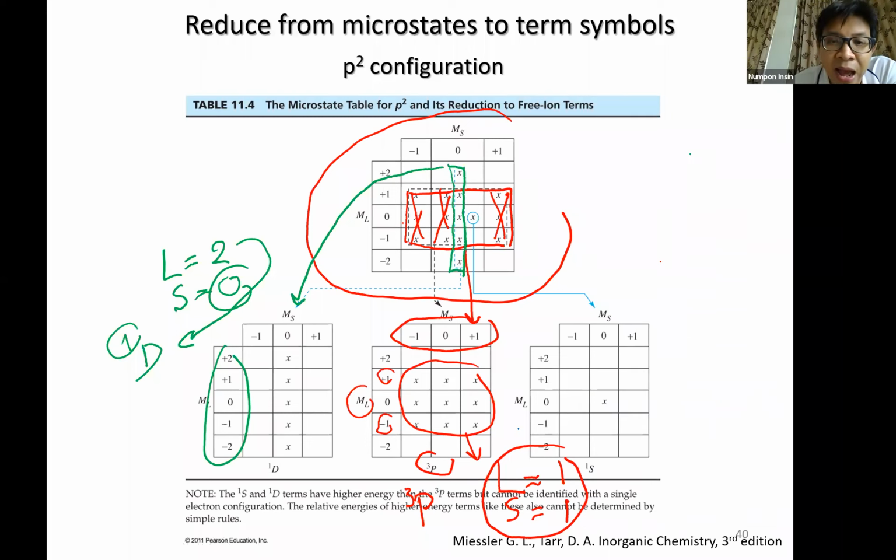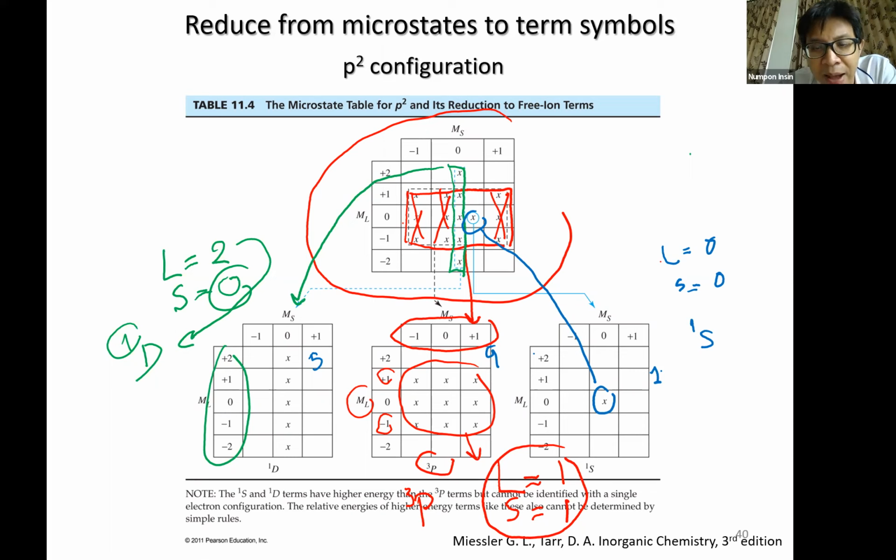Take the 5 microstates out. So this is 9 and 5. Now you have only 1 microstate left, and it stays in the middle. So this one is going to be L equal to 0 and S equal to 0 because they only have 0 values. So it's going to be the singlet S term. Okay, so this represents just 1 microstate. So combine it back. You know that 5 plus 9 plus 1 has to be equal to your calculation of 15 microstates for the P2 configuration. Okay.